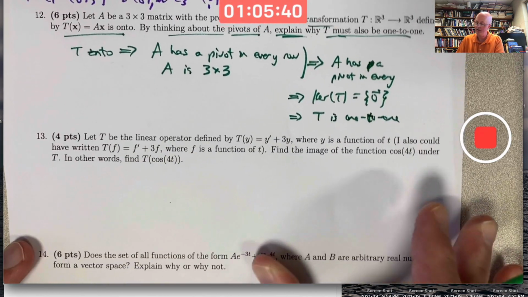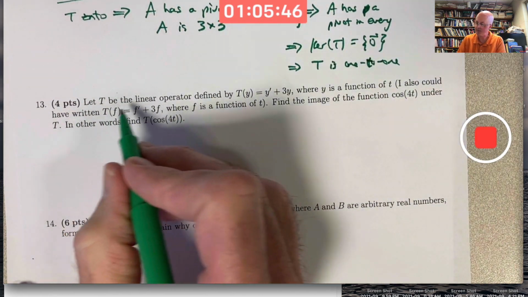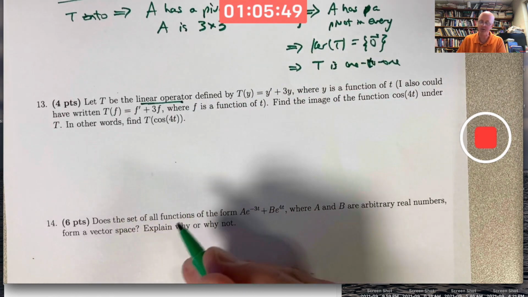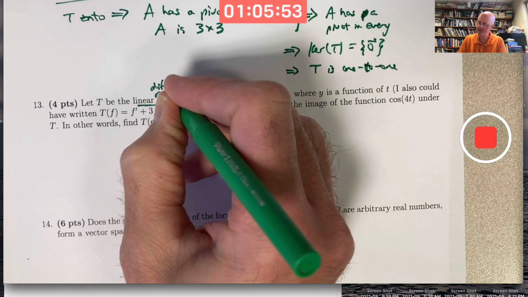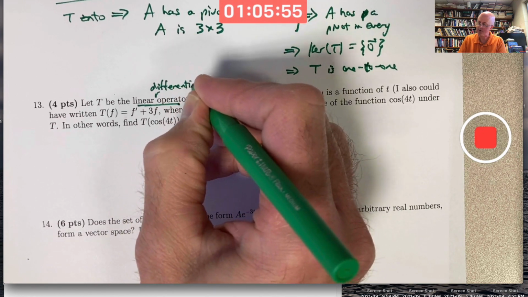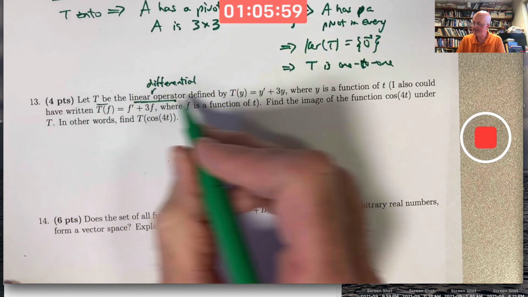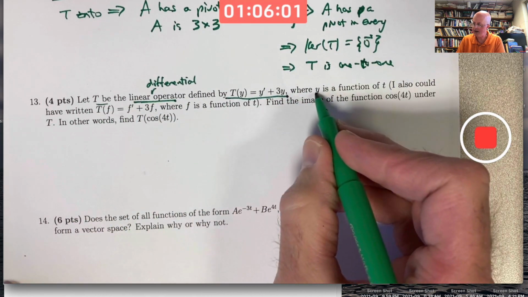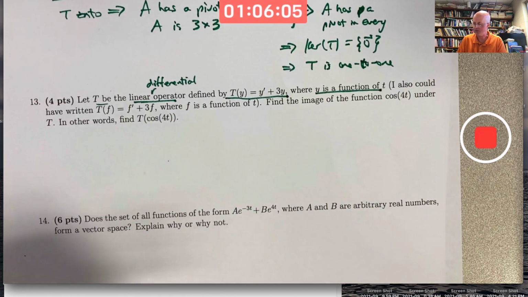Okay? 13 and 14 get more abstract. Vector spaces and more general linear transformations. In 13, a linear operator. I probably should have added the word differential operator here to emphasize it involves a derivative. T has this formula where y is a function of t. I also could have used f for my general function of t.